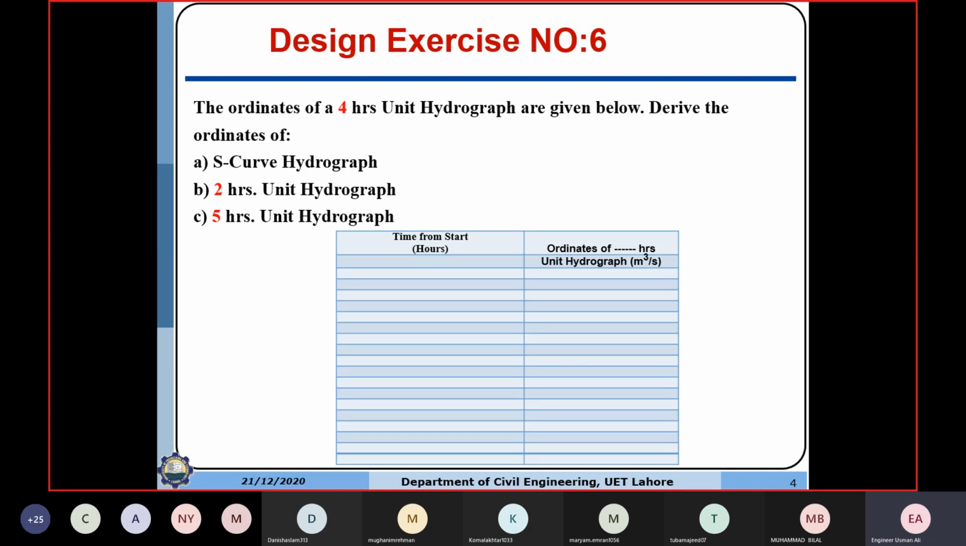But sometimes it happens that we have the unit hydrograph of certain duration, but we come up with certain effective precipitation which is having a different duration, and so for that the existing unit hydrograph cannot be used.